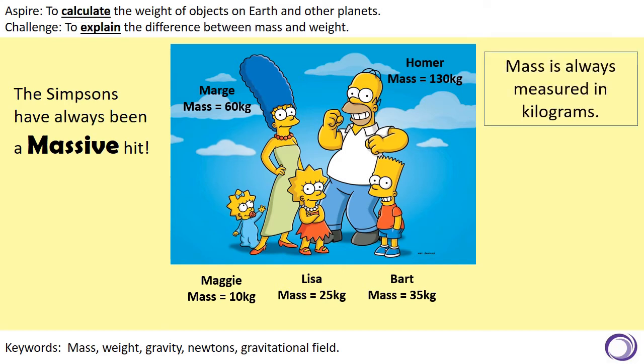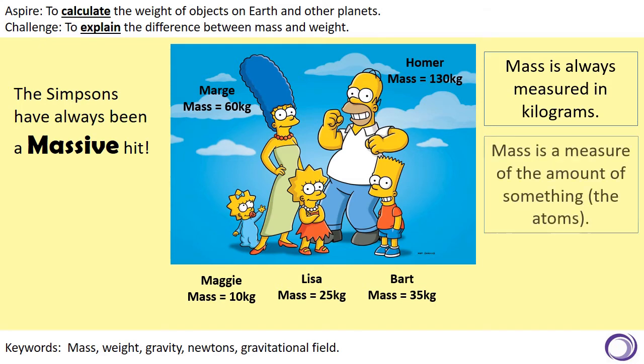So mass then, let's make sure that we get mass right. Mass is always measured in kilograms, or it could be grams. But kilograms is the number that we're going to be using when you put into equations in physics, so it's always measured in kilograms. It's a measure of the amount of something that you've got. So it's, if you like, adding up all the mass of the individual atoms that we're made of, and we end up with the mass of an object.